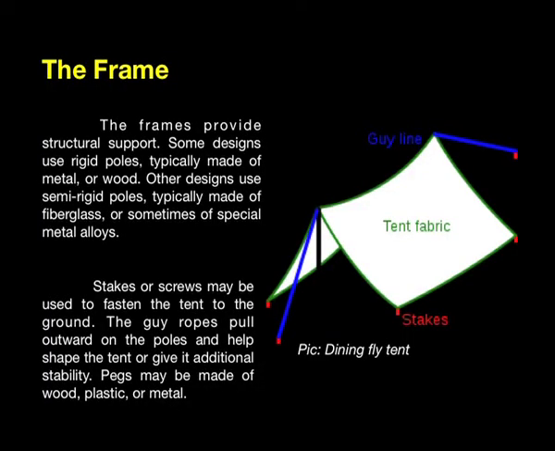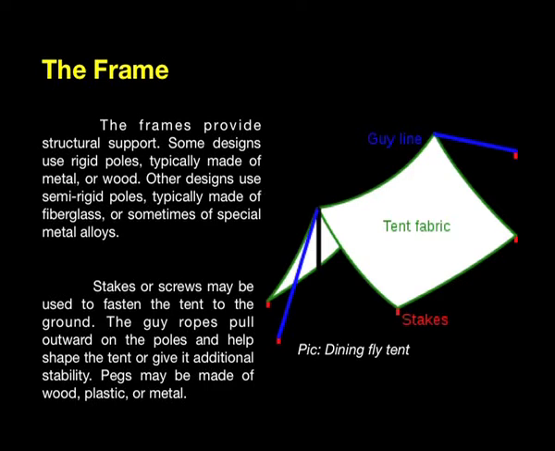Next is the frame. The frame is the one that provides structural support. Some designs use rigid poles, typically made of metal or wood. Other designs use semi-rigid poles, typically made of fiberglass or sometimes special metal alloys. Stakes or screws may be used to fasten the tent to the ground.